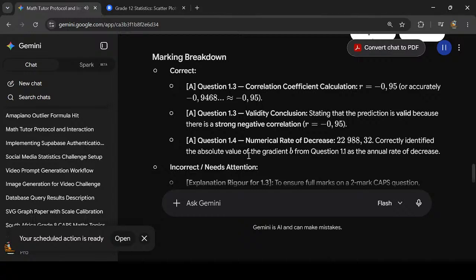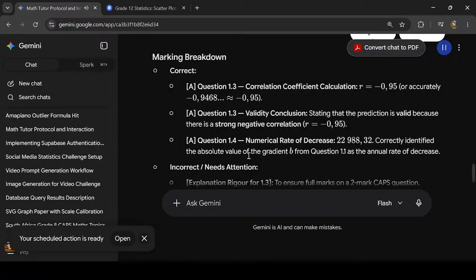Question 1.3. Correlation coefficient calculation. R equals -0.95, or accurately -0.9468, approximately -0.95. Question 1.3. Validity conclusion. Stating that the prediction is valid because there is a strong negative correlation. R equals -0.95. Question 1.4. Numerical rate of decrease: 22,988.32. Correctly identified the absolute value of the gradient B from question 1.1 as the annual rate of decrease.